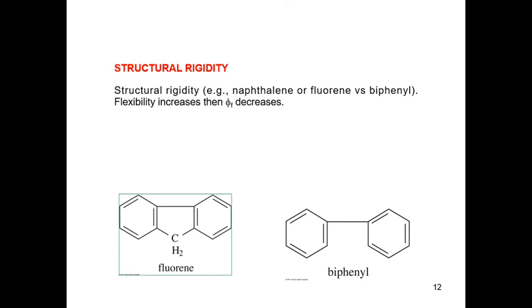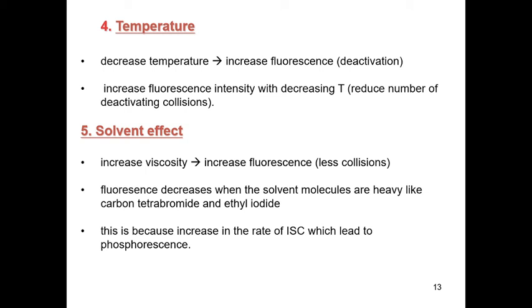Now coming to the temperature effect. Decrease in the temperature increases fluorescence. This is because of deactivation. If I go on increasing the temperature, there will be a lot of collisions. If I go on decreasing the temperature, the collisions decrease. In turn, if there is a decrease in the collisions, obviously there will be an increase in the fluorescence. Fluorescence intensity increases with decreasing temperature, because the deactivating collisions are reduced. Once the temperature decreases, the collisions between the molecules decrease, and they fluoresce easily.